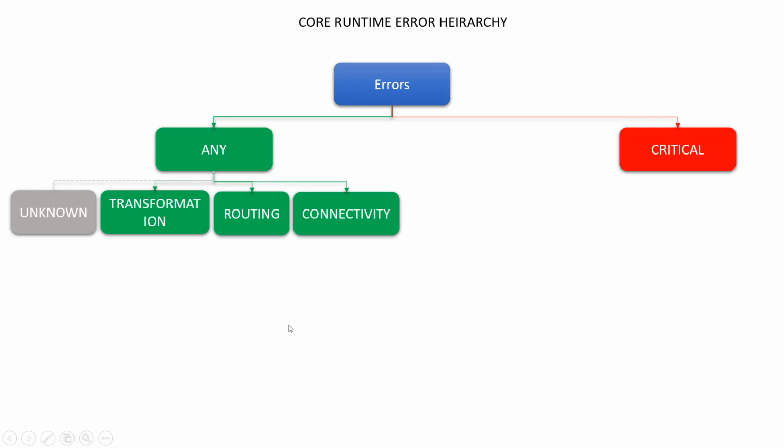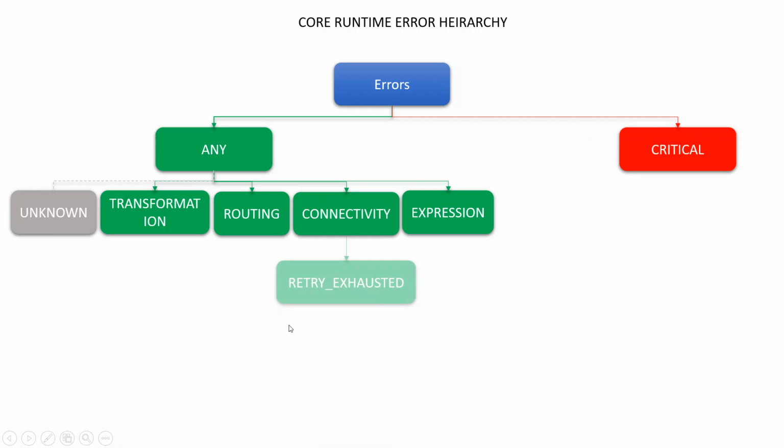Connectivity falls under the connectivity hierarchy. I might have multiple, like FTP connectivity, SFTP, the Mule HTTP requester. Expression: here all the DataWeave expression failures, errors come under this hierarchy. Then connectivity will have one more, which is called retry exhausted, that falls under this.